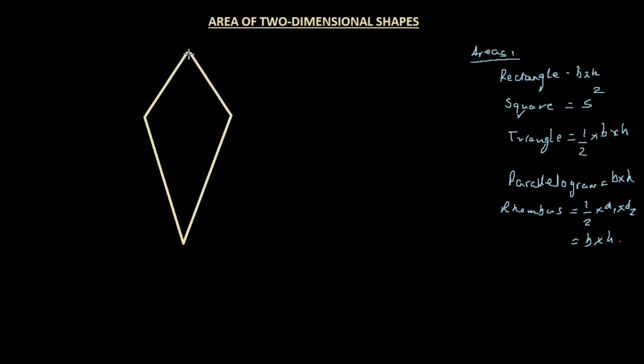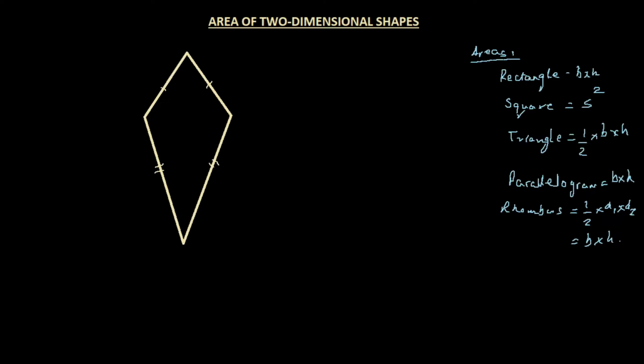What is this? Well, this is a kite, and in a kite, you know that two pairs of adjacent sides are equal. So we can say that this side is equal to this and this side will be equal to this. Now here we can't apply the formula of base times height because it's not a parallelogram. Here compulsorily we'll have to divide it into two triangles and then find the area.